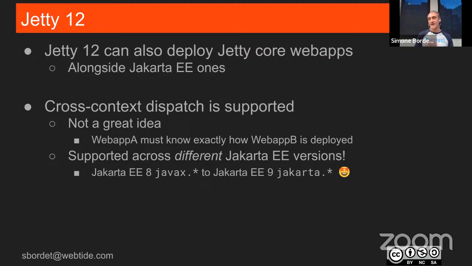This was not really a great idea, but now what we can do is take a request coming into the server as a javax request, and then do a cross-context dispatch to a different web application that is written against the Jakarta Servlet API, and then we'll do the magic to have this web application receive this request as if it was directly arriving there from the client, right? And so this was not simple, but we managed to do it, and it's there.